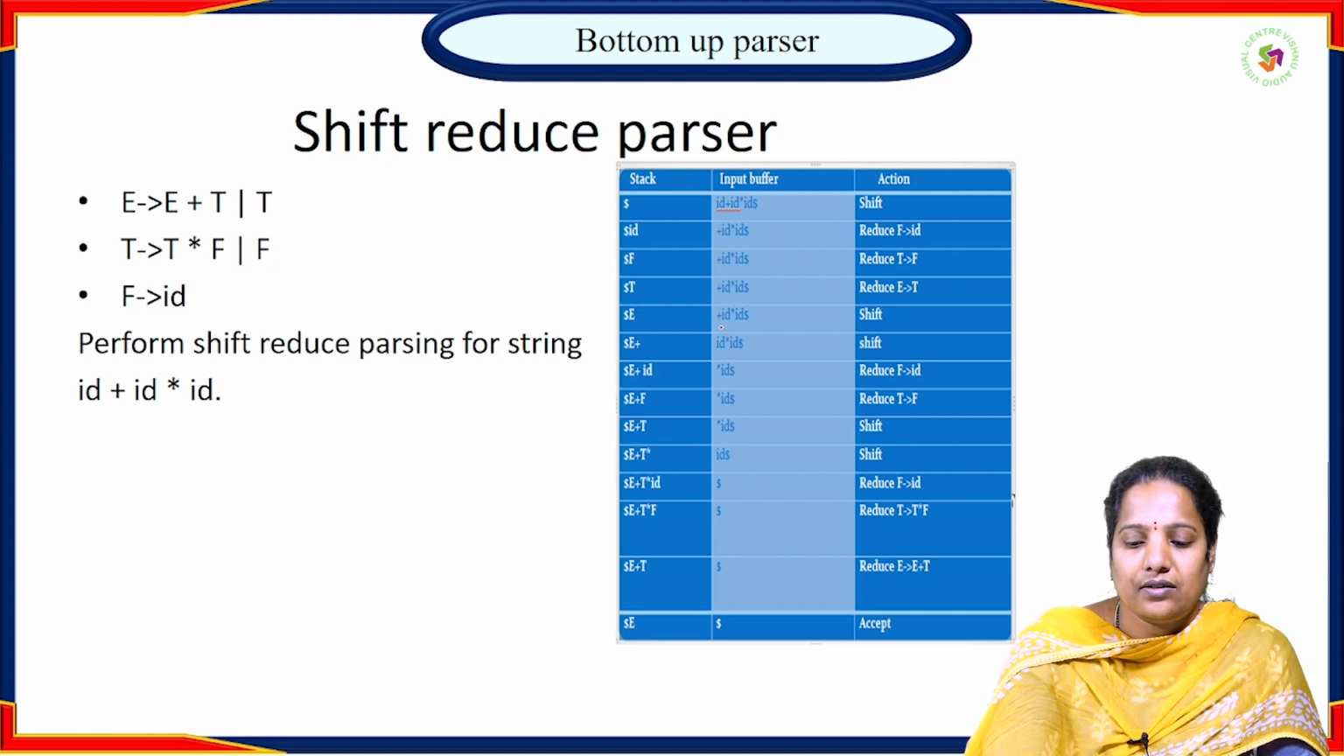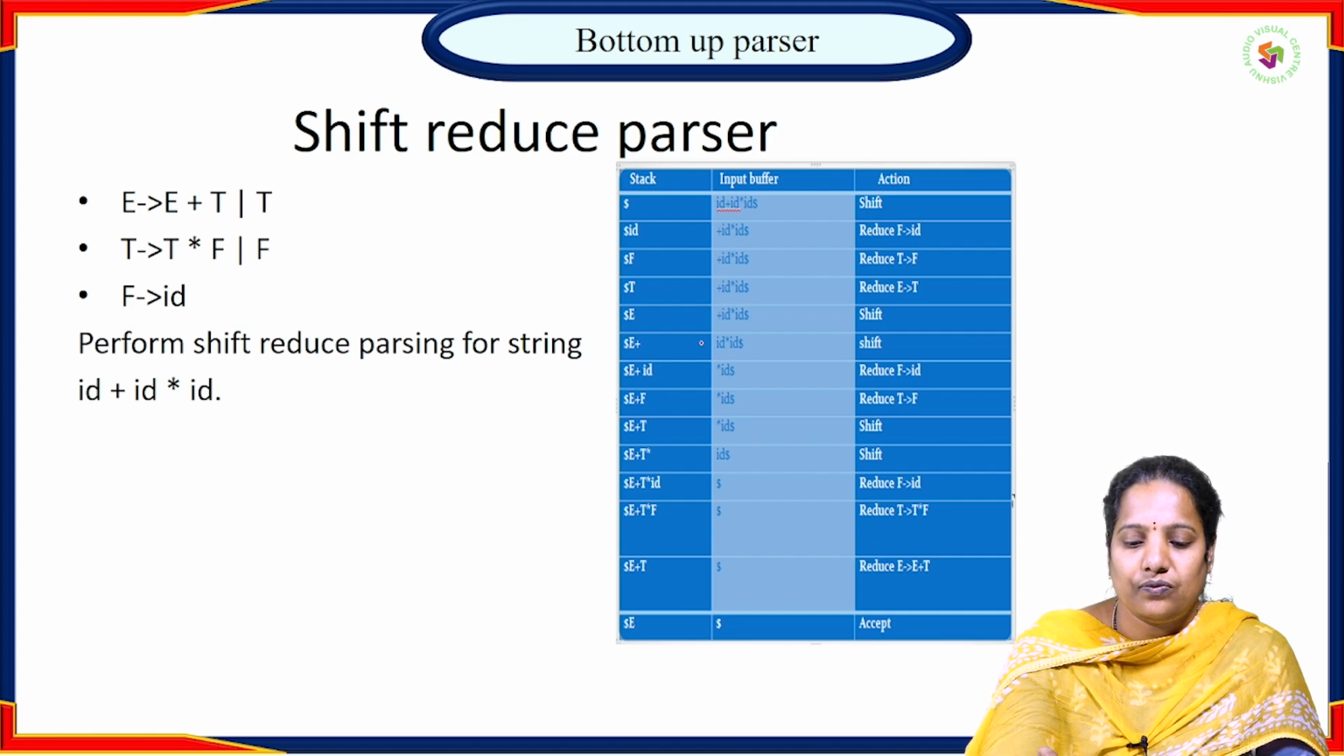Then the next input symbol is plus. When you observe the top of the stack, it is not a handle. So the next input symbol, plus, will be pushed onto the stack. The current stack contents are E and plus, but it is not a handle.